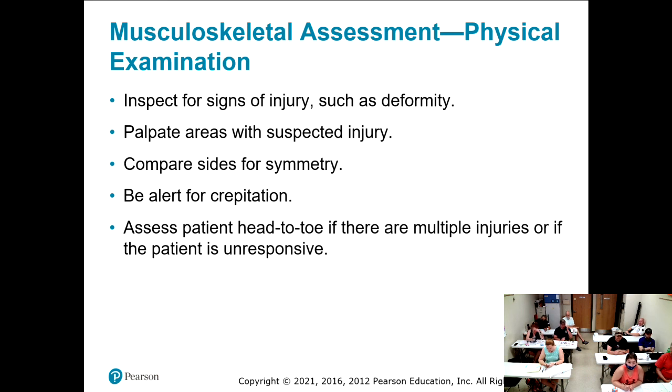So we're looking to inspect the site of the injury. We're looking for deformities. You'll see them, and you'll feel them when you start touching the arms. You're touching the arms, and you're going to touch the legs. You're going to go circumferentially, basically right down the arm, and you're going to be feeling for deformities or any other abnormal areas. With a suspected injury, we want to compare the sides for symmetry.